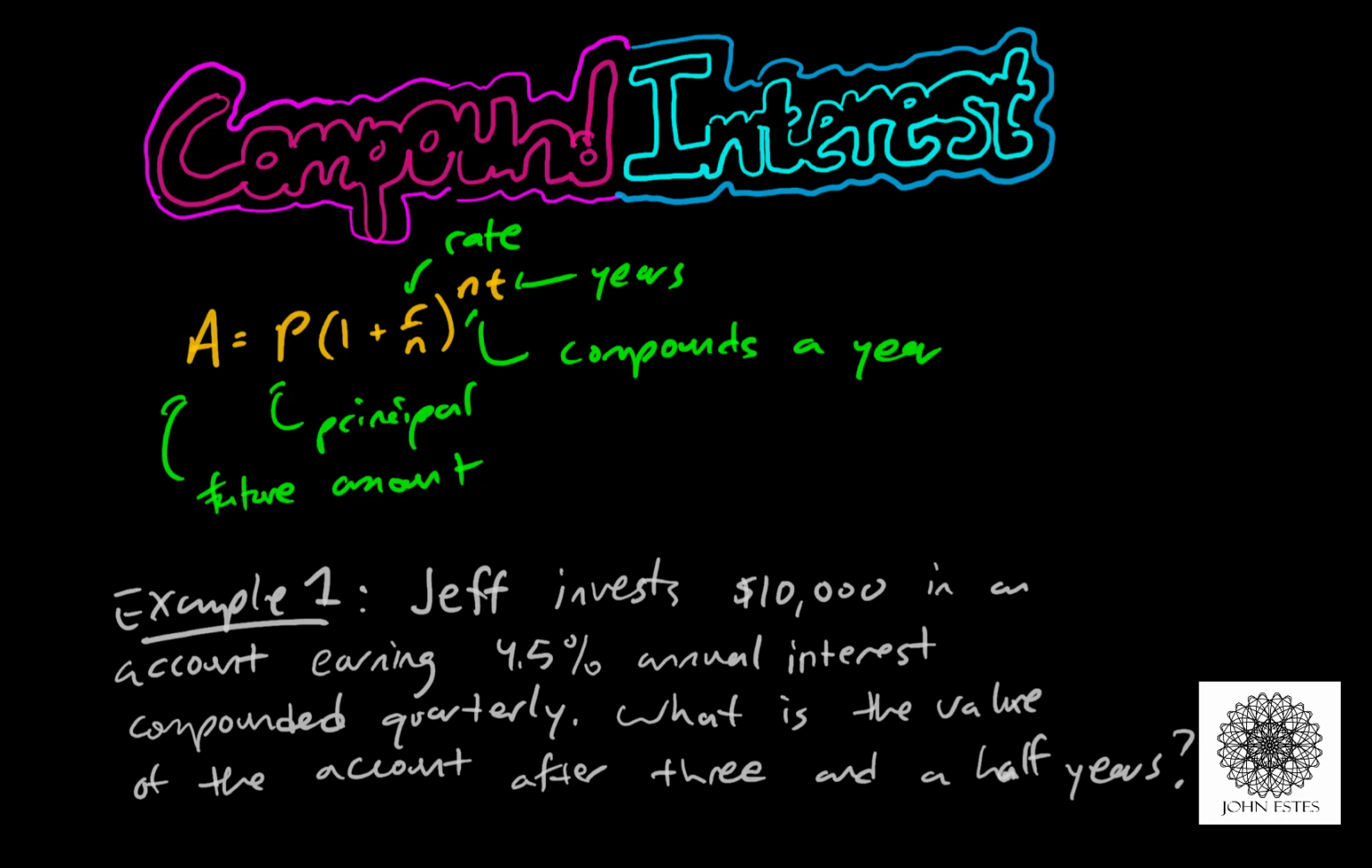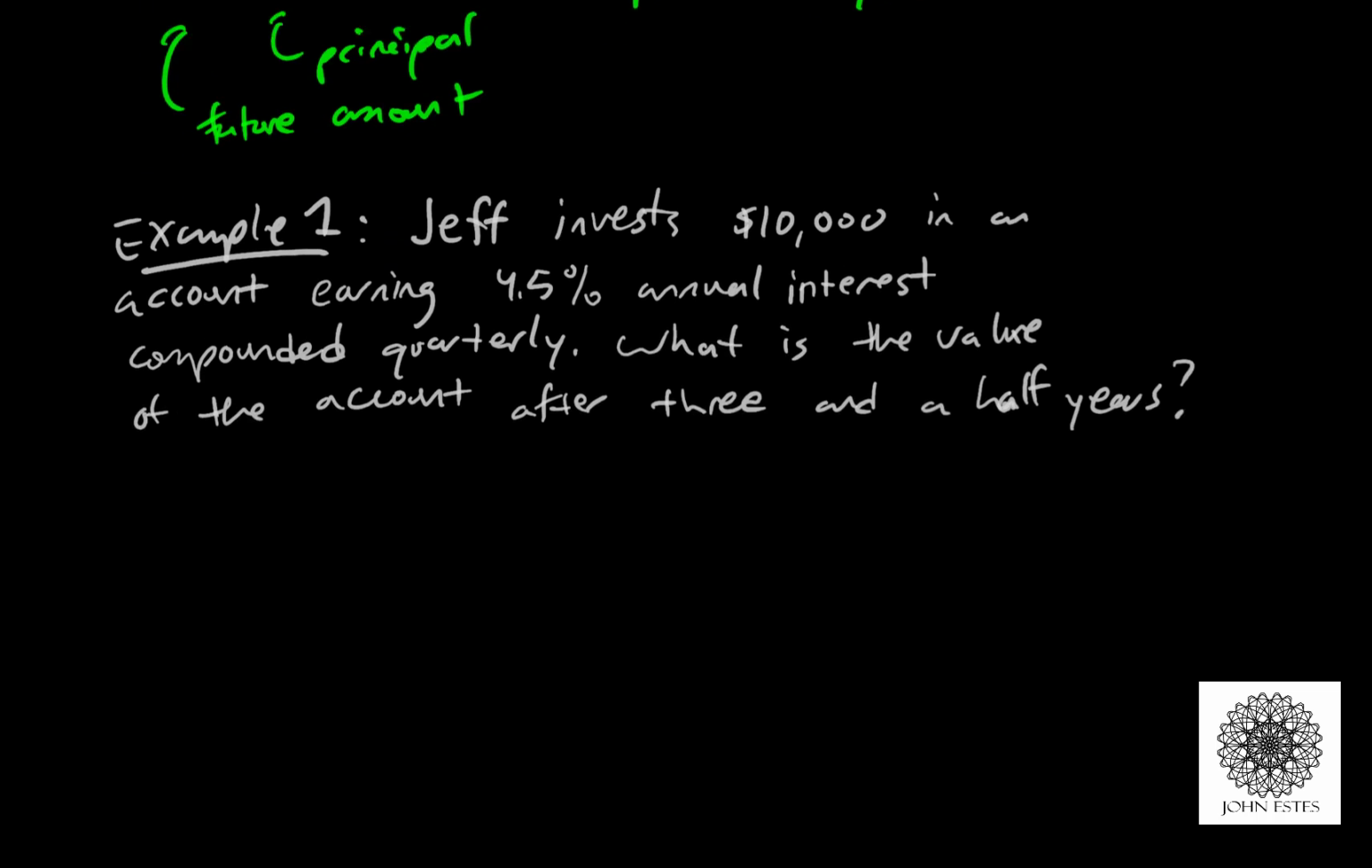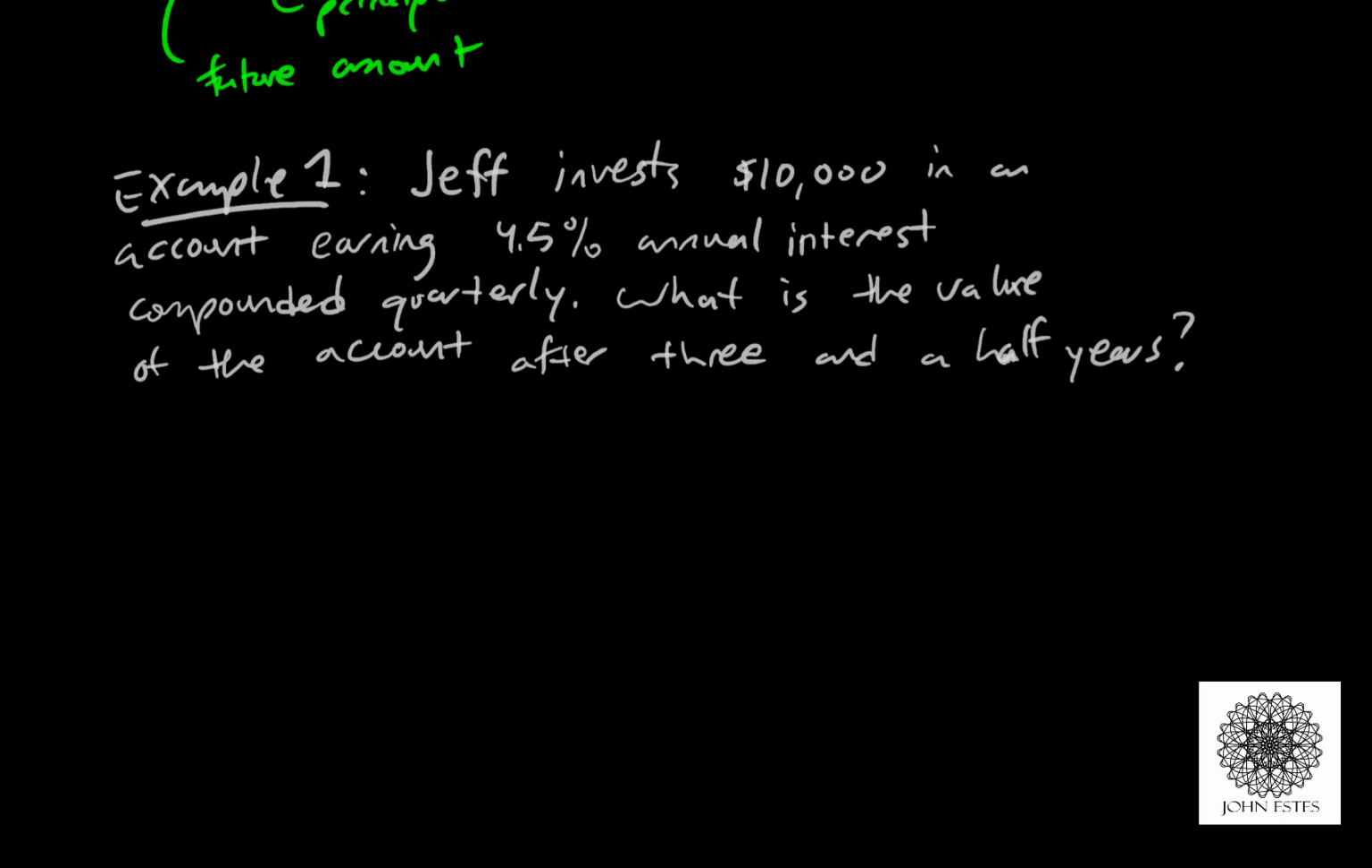Alright, so let's look at some examples, and it's pretty straightforward, but what's interesting here is that this is an application of exponential equations. Look, you have something to a variable power, NT power. So for example, Jeff invests $10,000 in an account that's earning 4.5% annual interest compounded quarterly. Okay, what is the value of the account after 3.5 years?